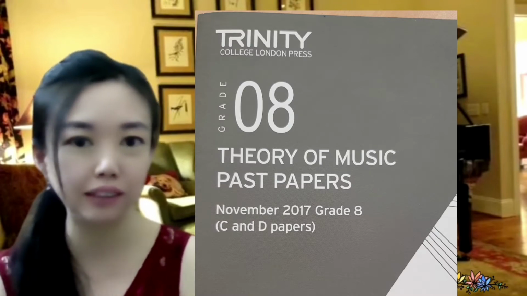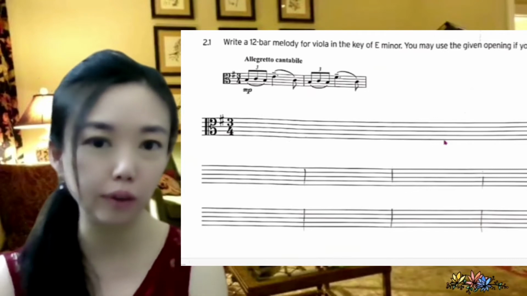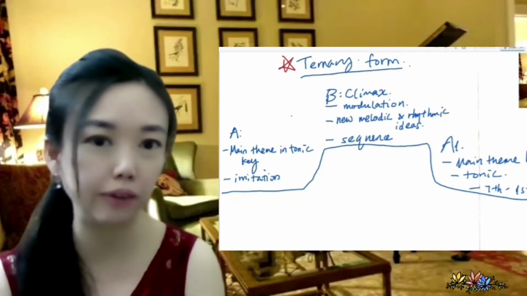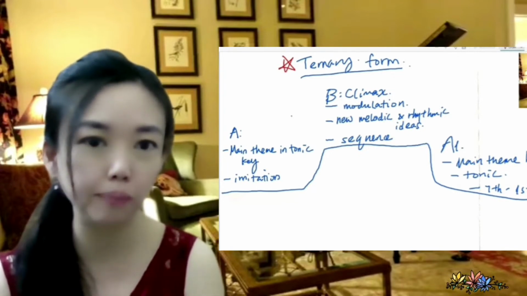Today I want to cover the 5 rules you must know when you are asked to write a piece of music for viola like this. Before talking about the important 5 rules, we look at the musical form that we are going to use to write a 12-bar melody so that you know how to manipulate the 5 rules for minor key.